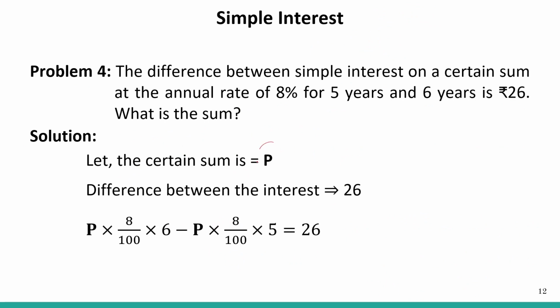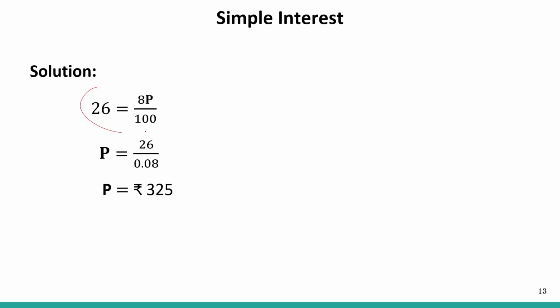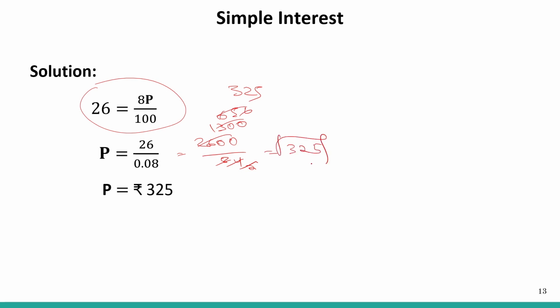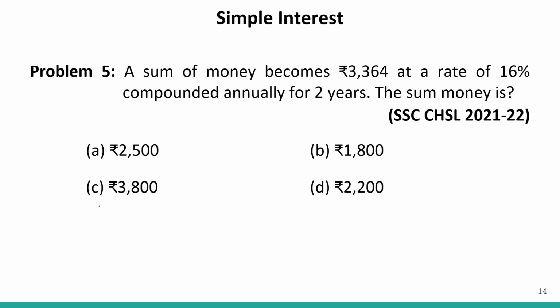So let the certain sum be P, so the difference between them is 26. So P into 8 by 100 into 6 minus P into 8 by 100 into 5 is equal to 26, is what is given to us, right? So then solving it algebraically, what we are left with is P is equal to 26 by 0.08. This is equal to nothing but 2600 by 8. So 1300 by 4, 650 by 2, so 325 is the correct answer, right? So P is equal to 325. So let's see problem number 5. Okay, so what we can see right here is a sum of money becomes what?